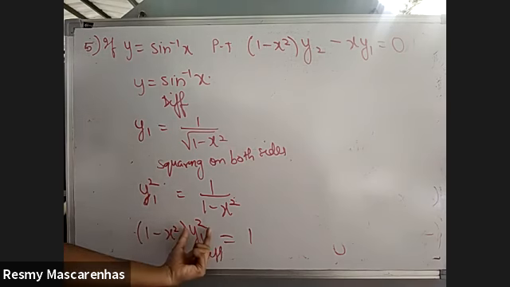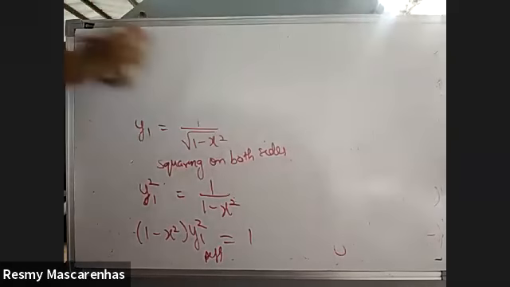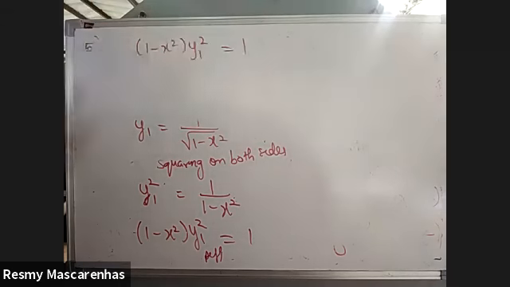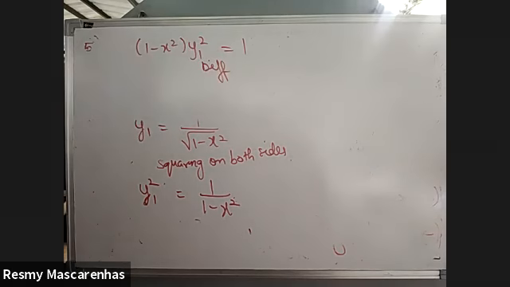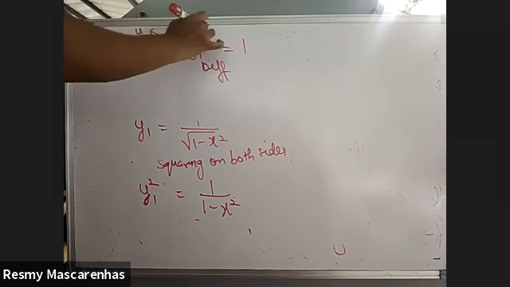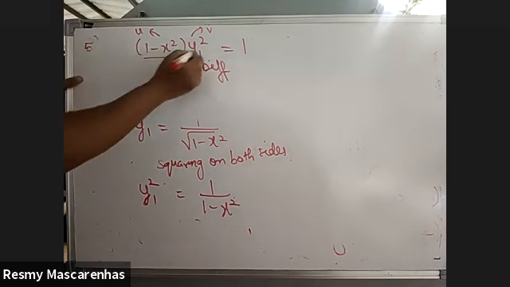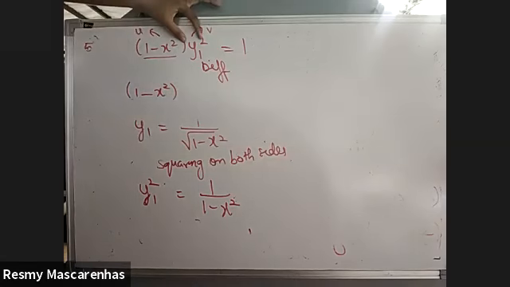Again, this is u and this is v. I'll write that equation again here. This is what we have got. I'm writing this here. So differentiate. Now this is u and this is v. Just see here, u into v I'm doing. 1 minus x square is your u. Now we have to take the derivative of this.